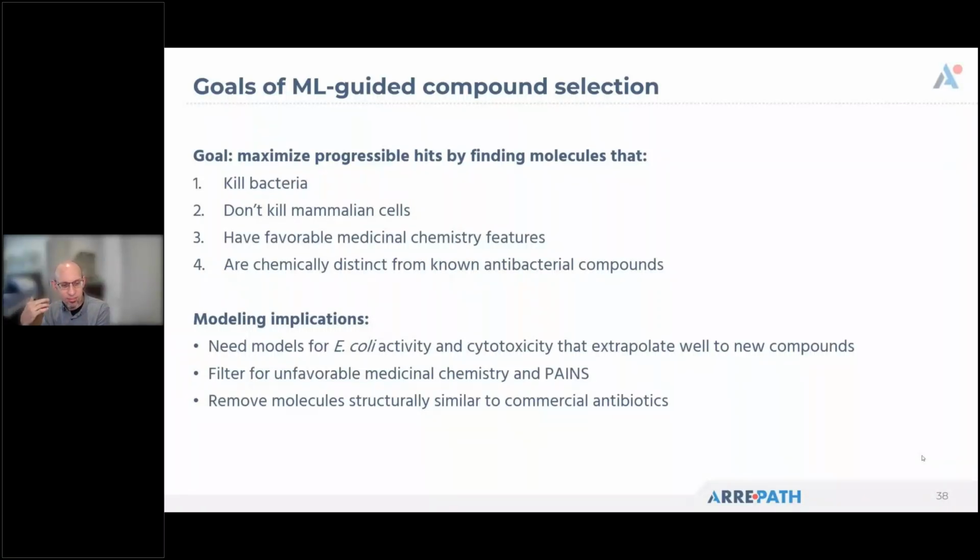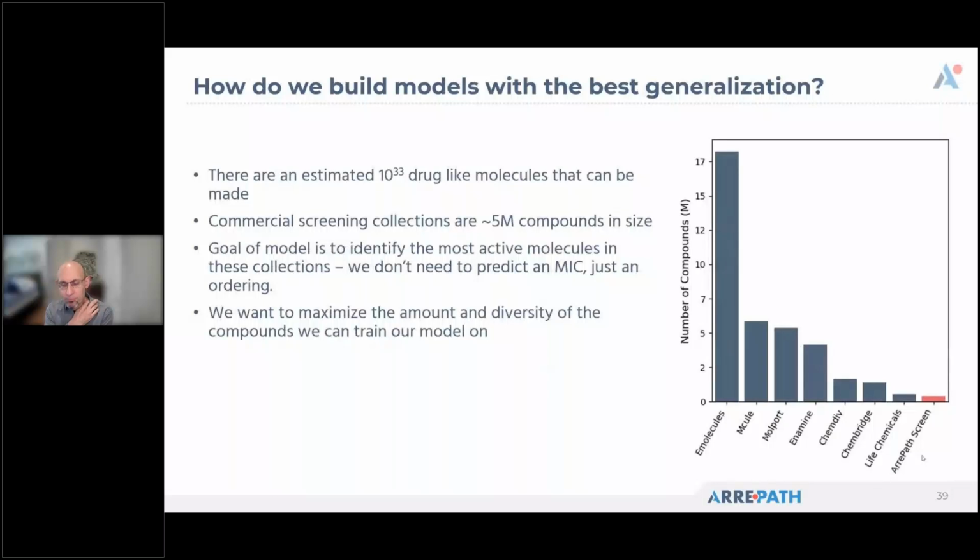And so the implications there are we need models for E. coli activity and for mammalian cell cytotoxicity that extrapolate to new compounds. We need to filter out unfavorable medicinal chemistry and PAINS molecules, these pan-assay interfering compounds. And we want to remove molecules structurally similar to commercialized antibiotics.